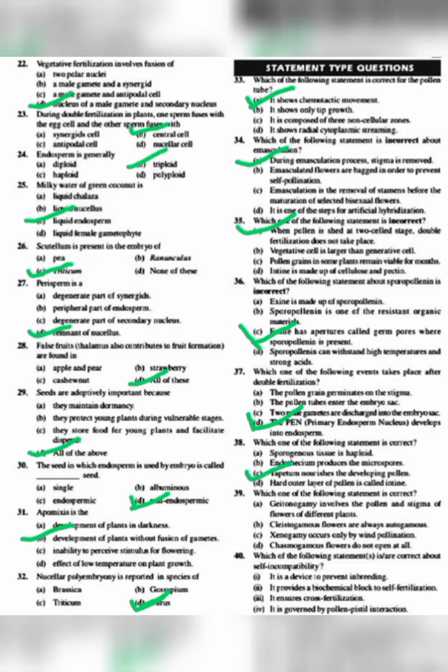39. Which of the following statements is correct? A. Geitonogamy involves the pollen and the stigma of flowers of different plants. B. Cleistogamous flowers are always autogamous. C. Xenogamy occurs only by wind pollination. D. Chasmogamous flowers do not open at all. So 39, what we know about this one? Cleistogamous flowers do not expose their reproductive parts. Anthers and stigma lie close to each other. Pure autogamy occurs since there is no chance of cross pollination. Cleistogamy is the most efficient floral adaptation for promoting self pollination. Okay, so 39, it is coming as B.